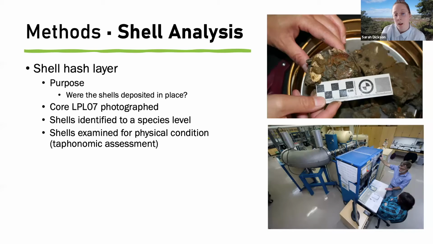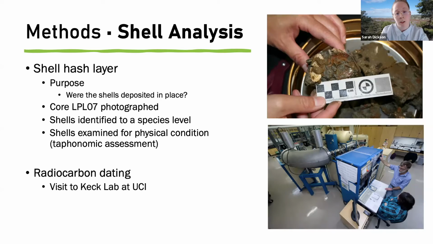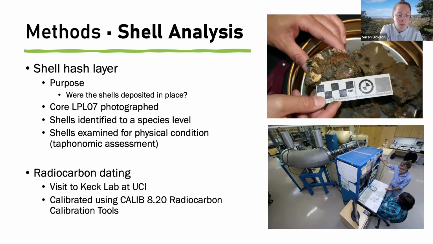Lastly, a subset of shells, as well as some plant material from elsewhere in the core, were radiocarbon dated. I was fortunate enough to be able to visit UCI's Keck lab to process some of these samples myself, but the process is pretty lengthy, so I'm not going to go into it in depth here. After receiving the results, though, the radiocarbon dates were calibrated using an online tool called Calib, and the shell samples were corrected for marine reservoir effect with a delta R of -43.